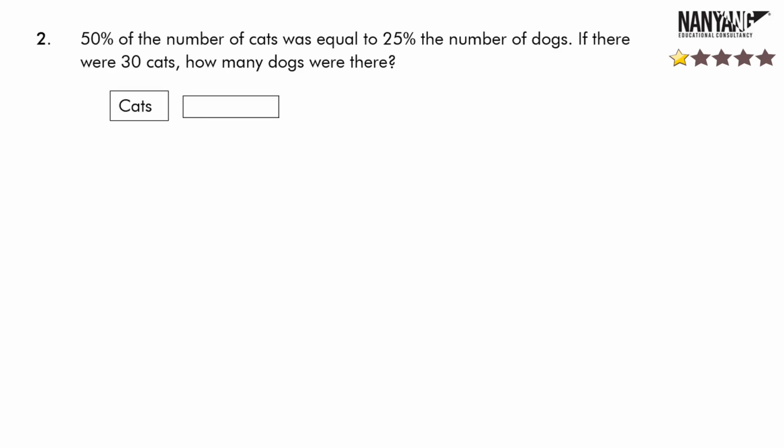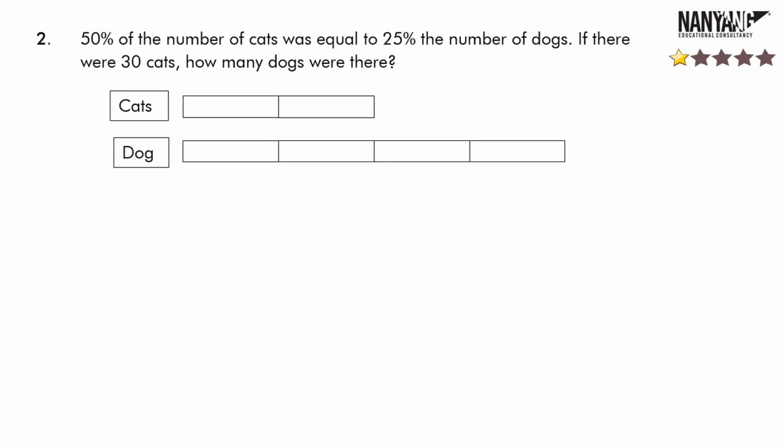Alright, so our first step will be to draw a model. One part of the cats equals to one part of the dogs. So for the cats, that's 50% of it, and dogs is 25%. So our full model should be like this, where the cats will have 2 parts and the dogs will have 4 parts. So we let 50% of the cats be 1 unit. That way, we can easily tell that one of the parts of the dogs will also be 1 unit.